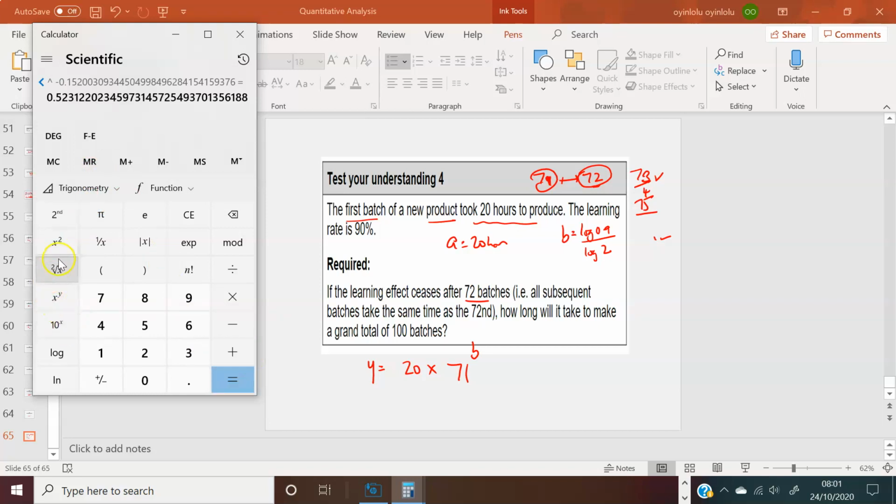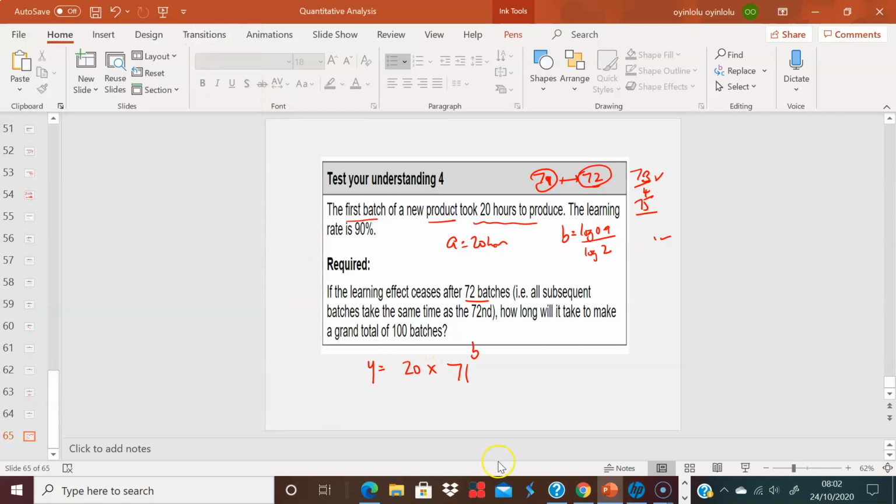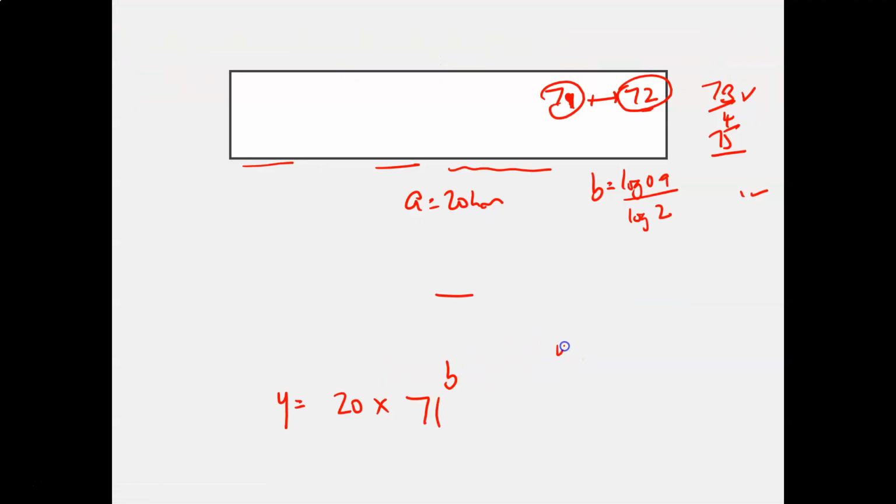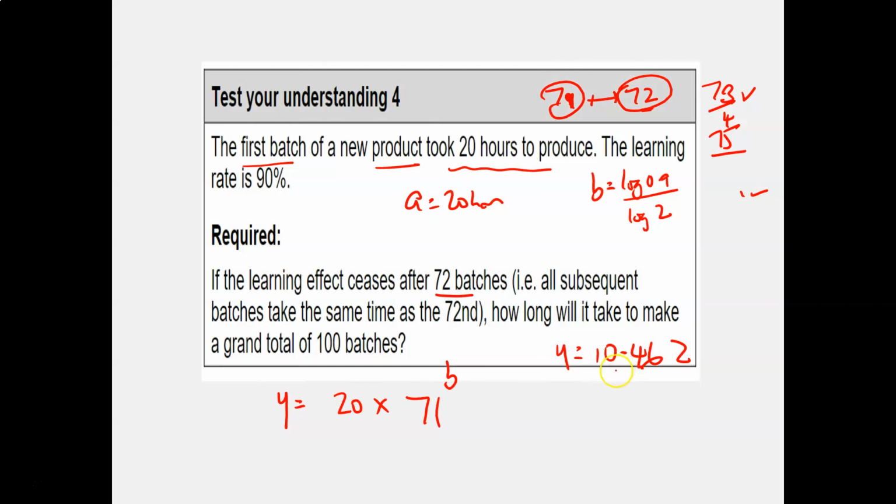I'm just going to keep doing everything here, just to keep everything as a whole. So I have 71 raised to the power of b as this thing here, 0.523, and I'm going to multiply that by 20, of course, because that's what it wants, and therefore I find that my average time is 10.462. So that means that y is equal to 10.462. Therefore, the total time for 71 units must be, of course, 10.462 times 71.